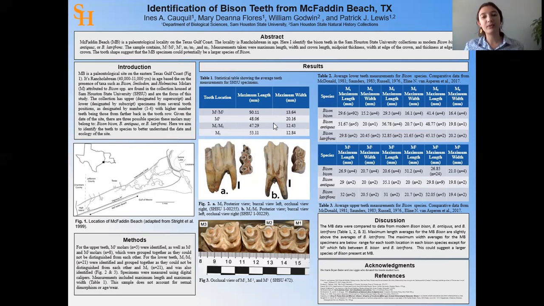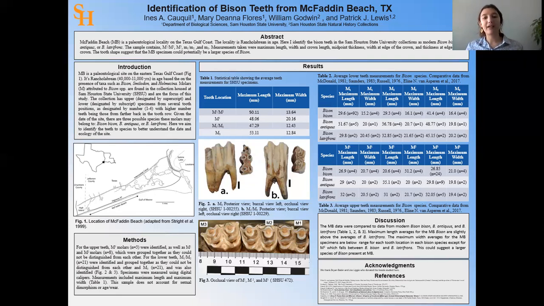We can see a trend between the 3 species here in tables 2 and 3, where Bison bison tends to have the smallest measurements, Bison antiquus tends to have a middle range measurement, and Bison latifrons has the largest measurements in teeth in millimeters. This is for the lower teeth, and again, we can see the exact same trend for the average upper teeth measurements for the 3 species. When comparing the data that we recovered to the data in the articles, we can see that the maximum length average for the McFaddin Beach bison is slightly above average of the Bison latifrons.